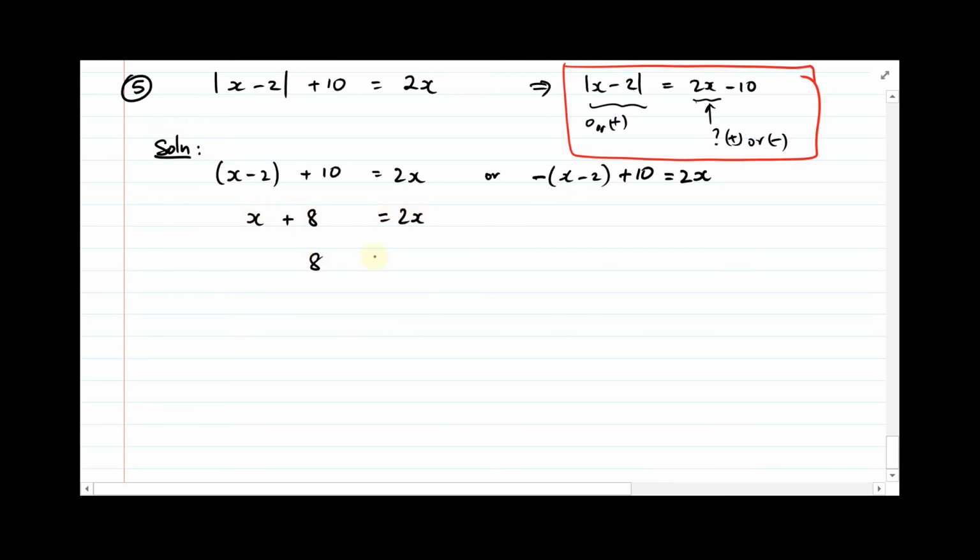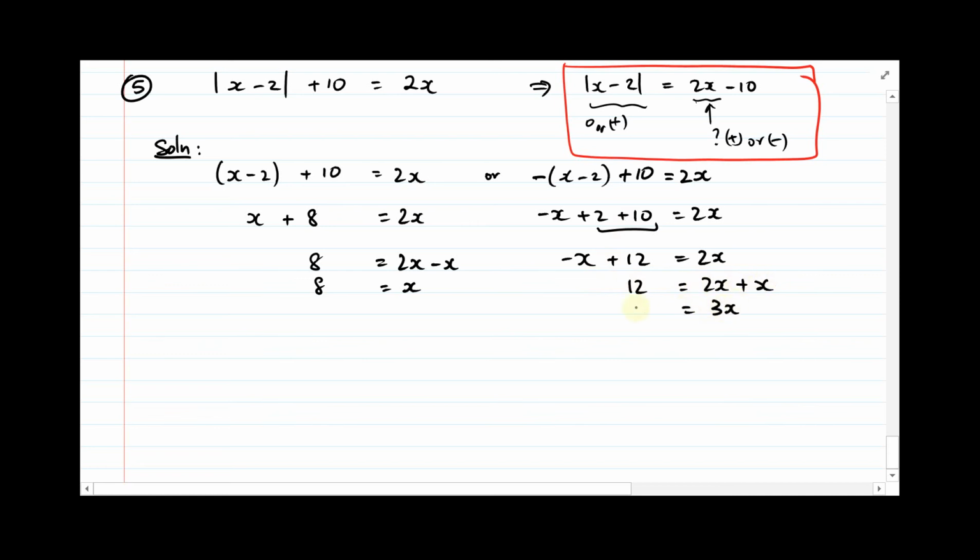I'm going to get all my x's on one side, so I subtract x on the right side. x equal to 8. Let's expand here: negative x plus 2 plus 10 equal to 2x, group like terms. I'm going to move my x's to the right-hand side. I end up with 3x equal to 12, dividing by 3, x equal to 4. So I have two possible solutions. I must check them, right?